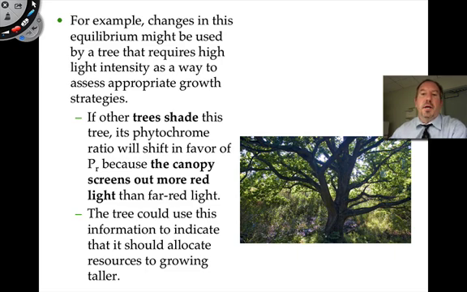If a plant is growing in the shade of others, like in a forest, a tree might want to change its growth pattern based on light intensity or quality. As it turns out, if other trees shade the tree, its phytochrome ratio shifts in favor of PR. In other words, the canopy screens out more of the red light. So you want more PR to be able to capture more of the red light than the far red light. And therefore, if it can capture more red, it's going to grow taller because it's in a shady environment. It's a way in which the plant can put its resources into growing taller.